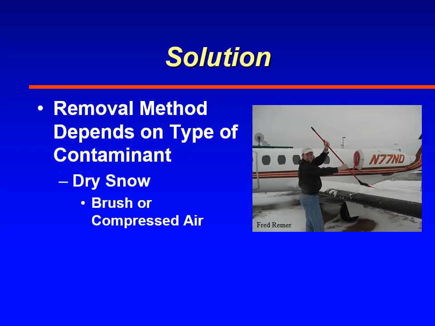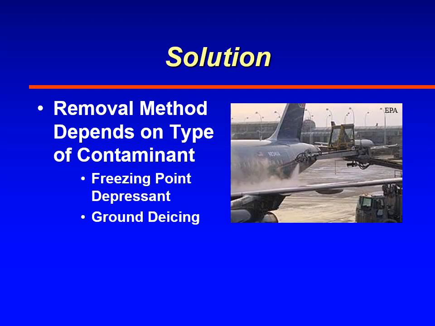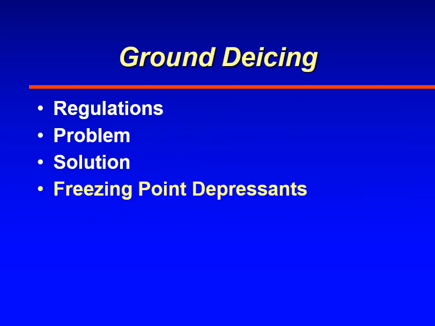The de-icing method depends upon the type of contaminant that is adhering to the airframe. If it is dry snow, then it can be just brushed off or blown off with compressed air or even a leaf blower. If the ice is adhering to the airframe and the wings, then a freezing point depressant must be used. This method is called ground de-icing. There are several different types of freezing point depressants, or FPDs, and we'll talk about those now.